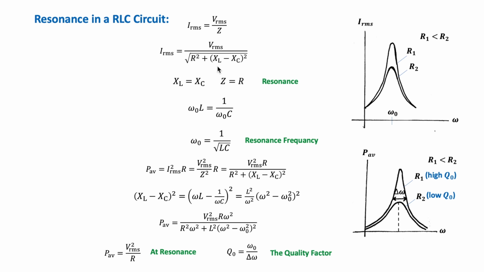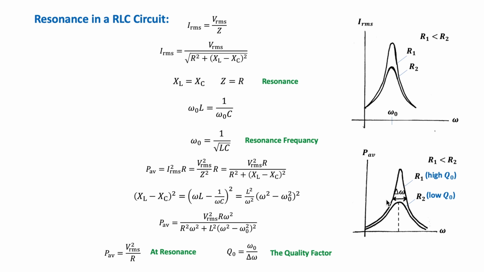Also, we may express the average power as a function of frequency in a series RLC circuit. We substitute for IRMS, and then express this in terms of omega and omega naught. Then we get this expression, which shows that at resonance, when omega is equal to omega naught, the average power is maximum and is equal to VRMS squared over R. The plot shows that as the resistance is smaller, the curve is narrower near the resonant frequency.